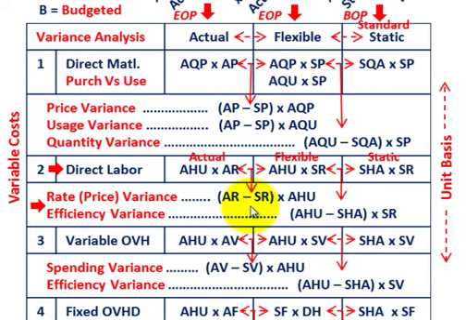And then for the efficiency variance, this is where we're comparing our flexible amount to the static amount. This is where we're going to take the difference between our actual hours used and the standard hours allowed, and that difference times the standard rate. Okay, so that's our two different variances that we're going to be going through for our labor variances. And we're going to go through a problem using those, calculating these.